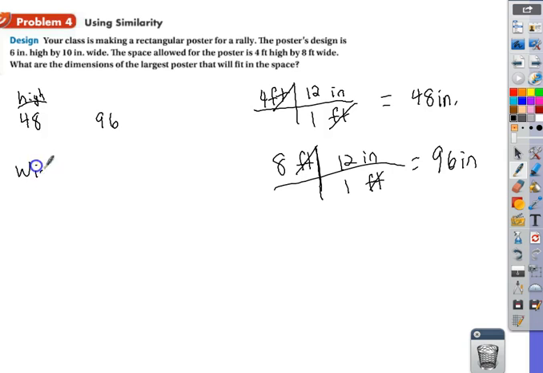Let me put that down here. Wide, 96. So what I'm going to do is divide both of these values by their corresponding amounts. Whichever number is smaller is what's going to limit the size of my figure. So if I divide 48 by 6, is that bigger or smaller than 96 divided by 10? Well, 48 divided by 6 is what? 8. And 96 divided by 10 is what?